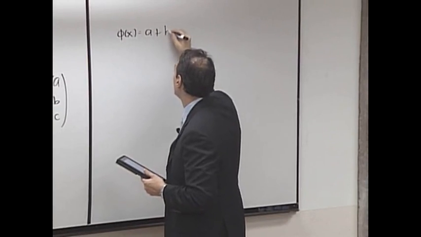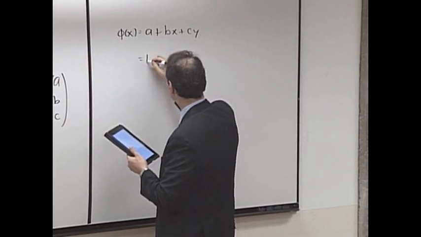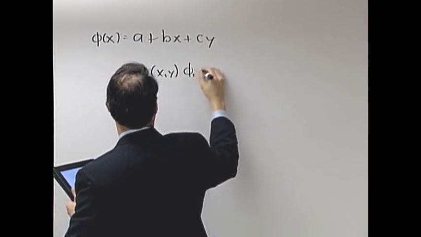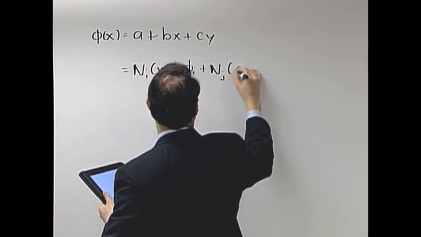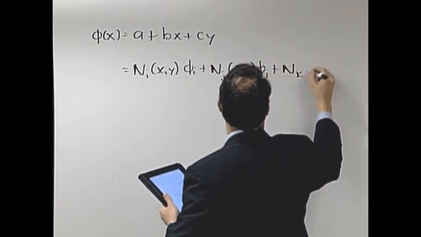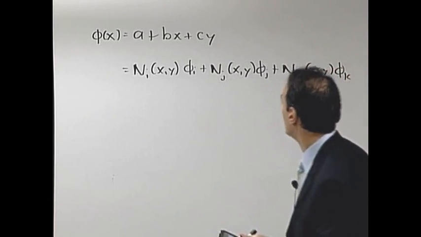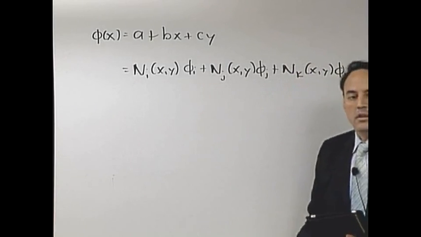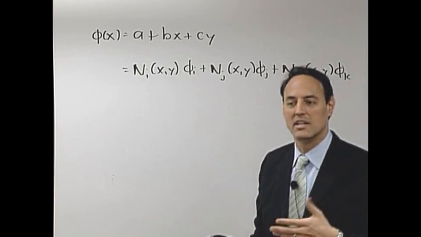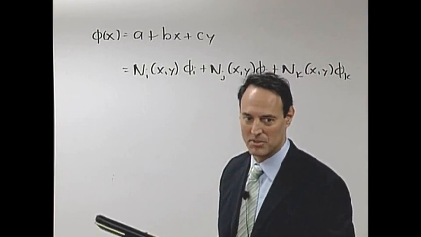Remember, it's A plus Bx plus Cy. And what we're going to find here is that this is Ni(x,y) phi i plus Nj(x,y) phi j plus Nk(x,y) phi k. What do these N's do? These N's at any given point are either 1 or 0. That's our whole purpose of setting it up.